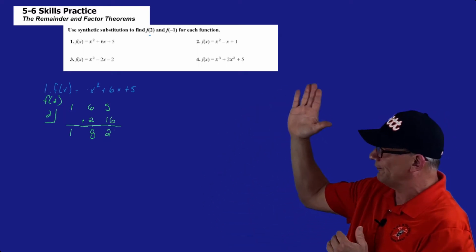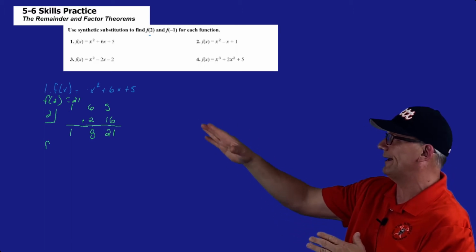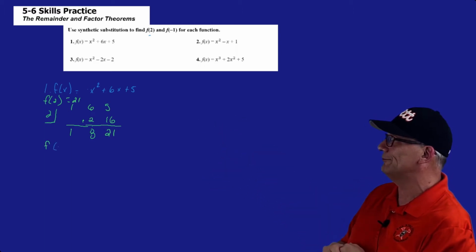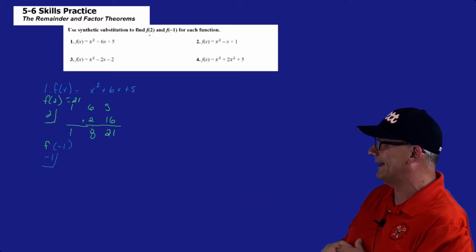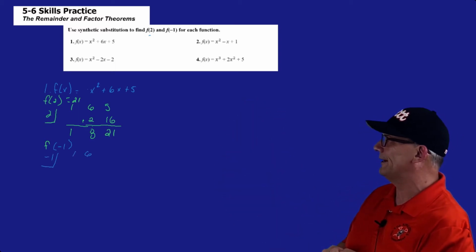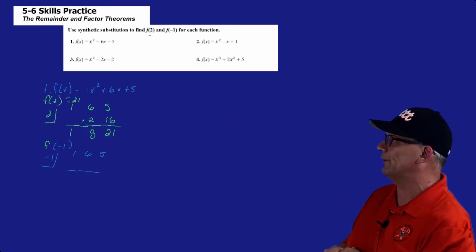How do you get started? Bring the first one down. Multiply. Everything outside that line is multiplied by 2, right? Everything inside the line is added together. And when we're all said and done, when we put the 2 in there, what did we end up with? We ended up with 21.